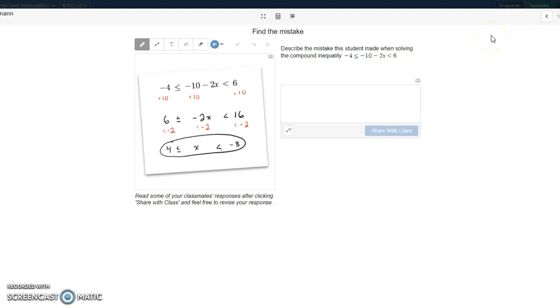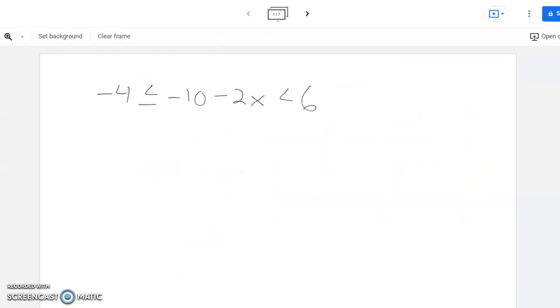So if we have negative 4 is less than or equal to negative 10 minus 2x, which is less than 6, I'm going to go ahead and show you guys the correct way to solve this, and I like to use option 1. So I'm going to break this up into two separate inequalities.